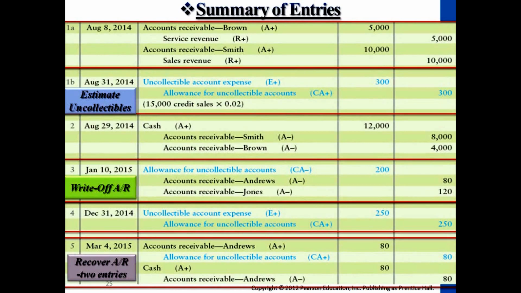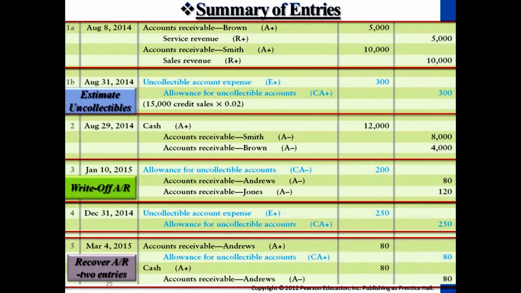Okay, so this is a summary of all the entries we covered on Monday. We start off from sales on account, services on account. Second entry, estimate the uncollectibles based on prior year's experiences. Third, most of the customers would pay us on time. So the middle part here is the normal cash collection entry. And then we write off some of the accounts after several attempts.